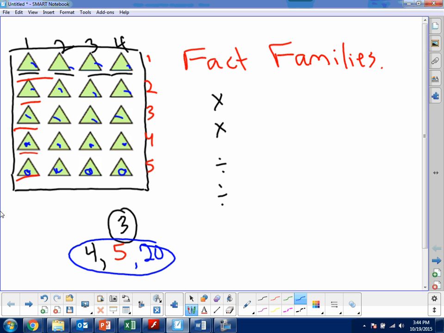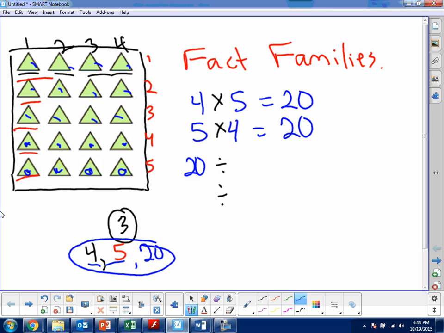What we have to do now is create a fact family out of those. So for my multiplication sentence, I know that 4 times 5 equals 20. Well, I know that if I flip them around, 5 times 4 also equals 20. But then I come to my division sentence. Now remember, division's like subtraction. Your big number has to be first or on top. 20 divided by 5 equals 4, and 20 divided by 4 equals 5. Right. So that's the first step, ladies and gentlemen.